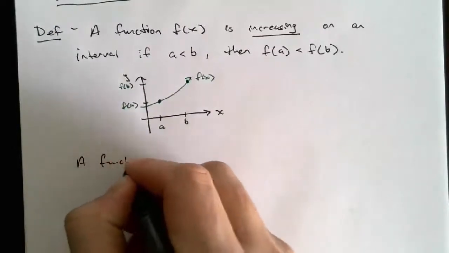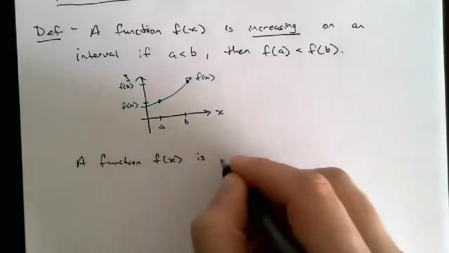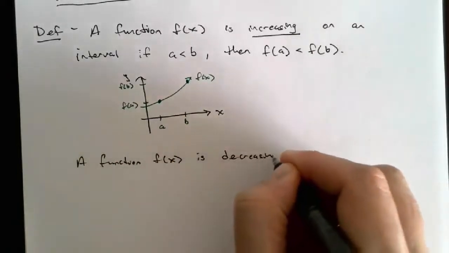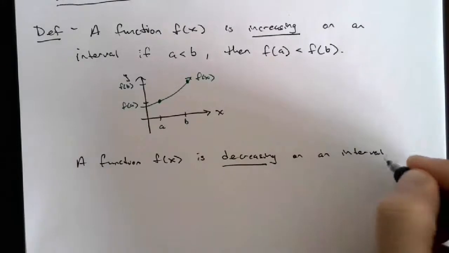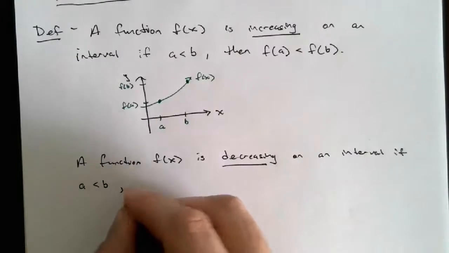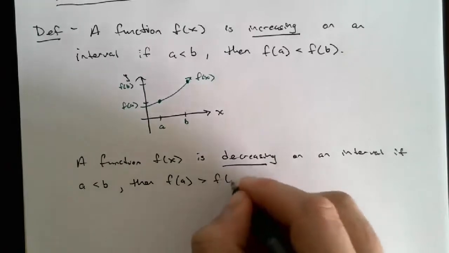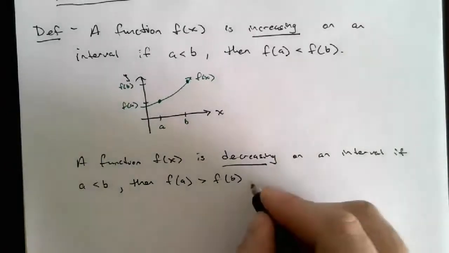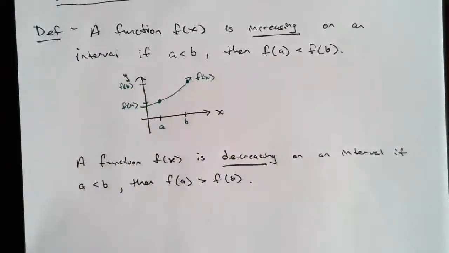Similar but different, a function f of x is decreasing on an interval if a is less than b, then f of a is greater than f of b. In other words, a is less than b are the x values, and what it's saying here is that the y value associated with the first one is larger than that associated with the second one. So decreasing means moving downward from left to right.